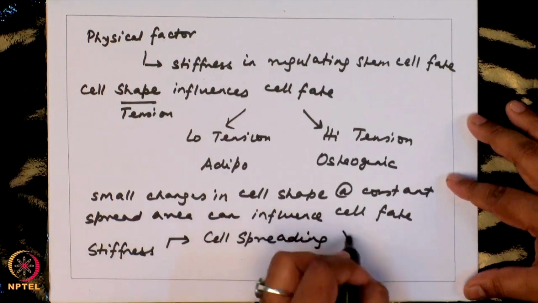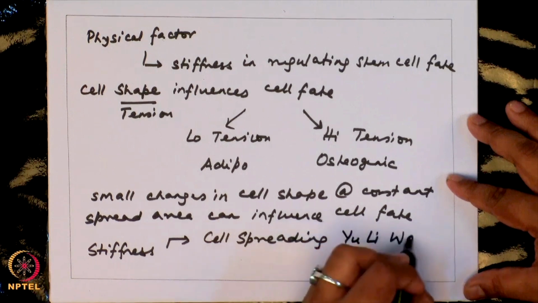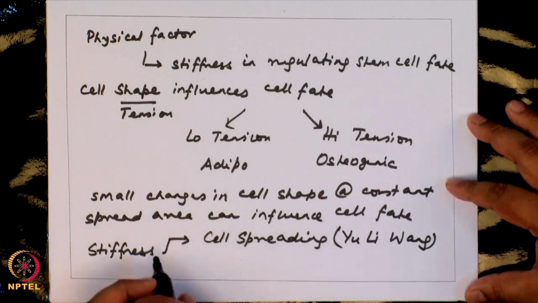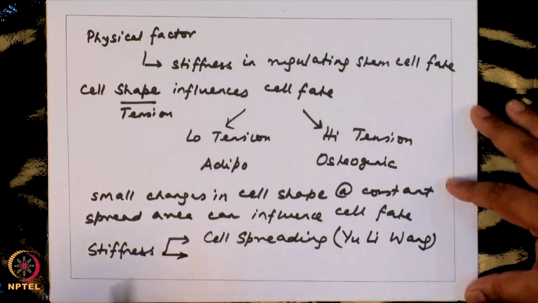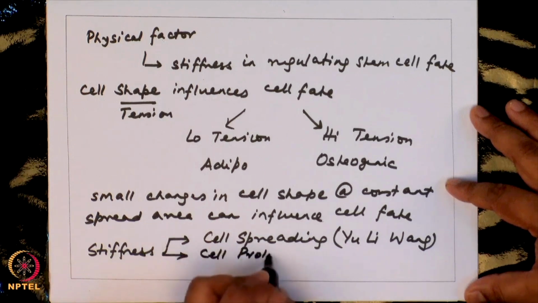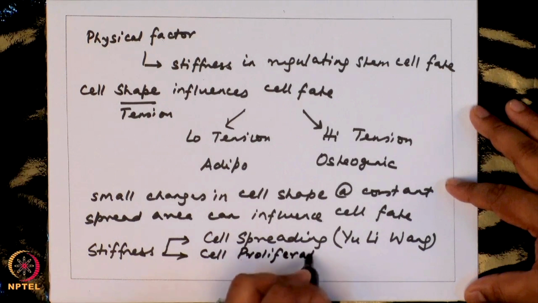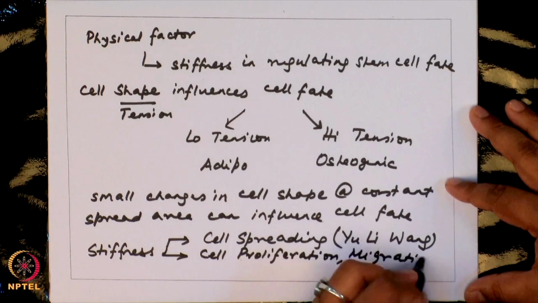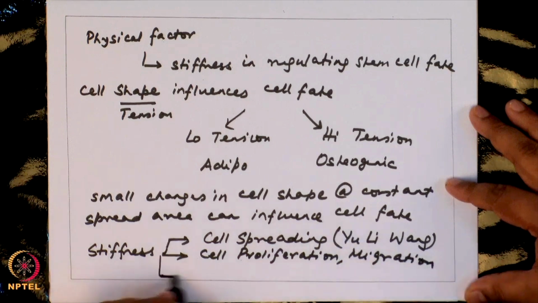Okay. This is the Yu-li Wang paper who first demonstrated it, and this increased cell spreading is driven by greater focal adhesion signaling. Okay. A lot of other studies have demonstrated the effect on cell proliferation, migration, okay. And it has also been described that stiffness regulates differentiation.